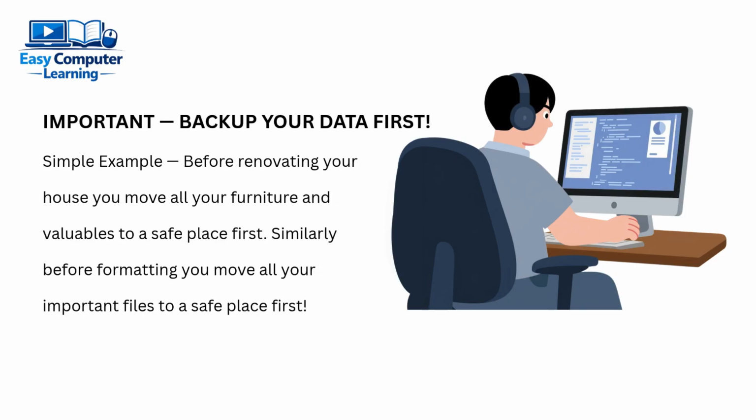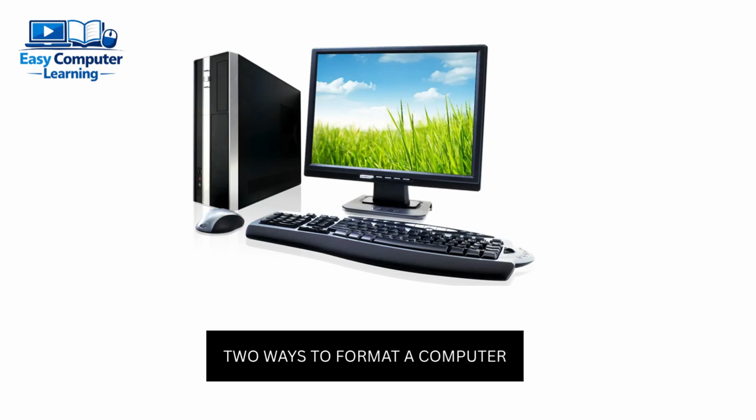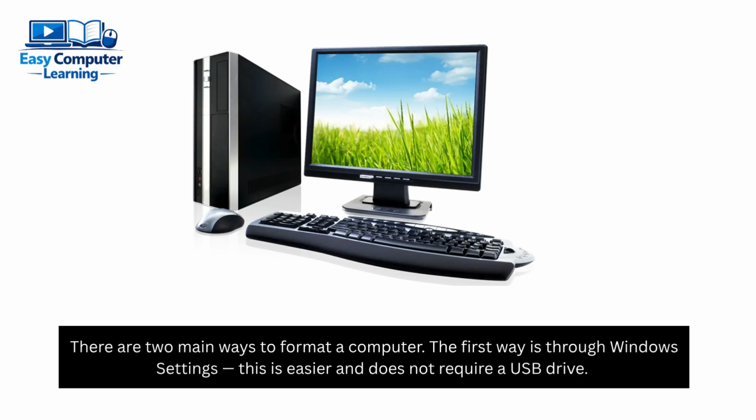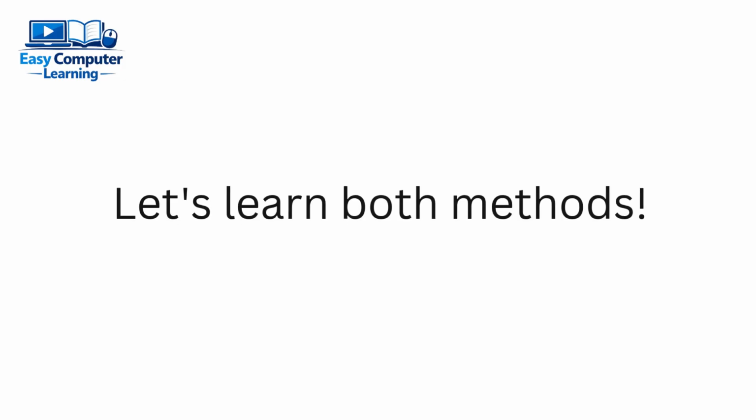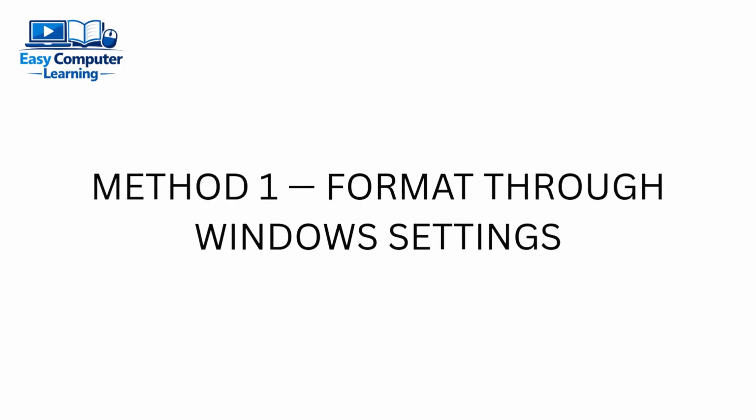Simple example. Before renovating your house, you move all your furniture and valuables to a safe place first. Similarly, before formatting, you move all your important files to a safe place first. 2 ways to format a computer. There are 2 main ways to format a computer. The first way is through Windows settings. This is easier and does not require a USB drive. The second way is through a bootable USB. This is used when Windows is not working properly and you cannot access settings. Let's learn both methods.